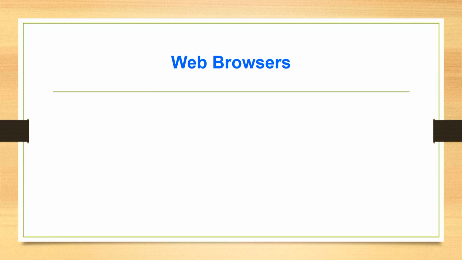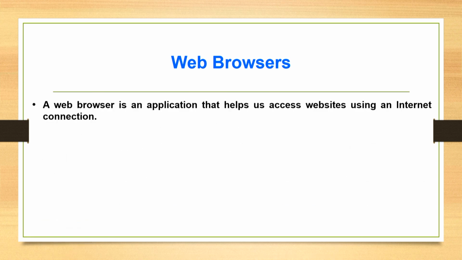What exactly is a web browser? You have heard about Google Chrome, Microsoft Edge, Firefox. These are the most commonly used web browsers. We all are familiar with them. What exactly is it? A web browser is an application that helps us to access a website using an internet connection. In my last lecture, we have seen the various types of internet connection, that may be dial-up, ISDN, DSL, leased line, satellite, fiber, cable, cellular.